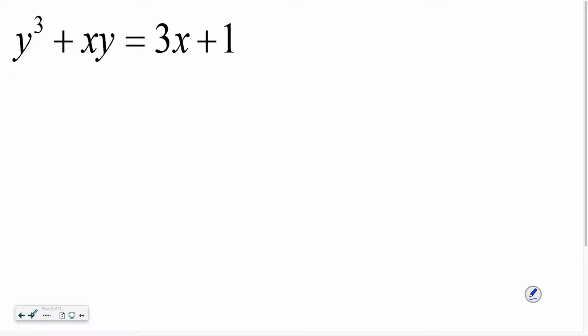So here's this, y cubed. What's the derivative of y cubed? 3y squared, but since we're taking the derivative with respect to x, we need to go one step further with the chain rule, dy/dx. So 3y squared times dy/dx.